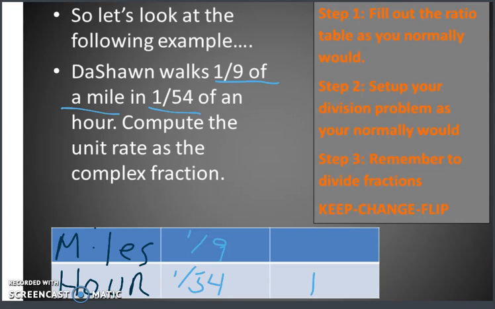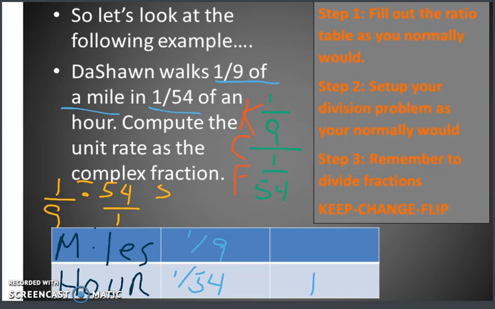So if we were to write this as a fraction, remember we would just do miles divided by hour. And what that would look like is 1/9 over 1/54. We're going to make a complex fraction. Well, remember this is really just a division problem. So we keep the 1/9, we're going to change that to multiplication, and we're going to flip this bottom fraction. So the problem we're actually solving is 1/9 times 54 over 1.